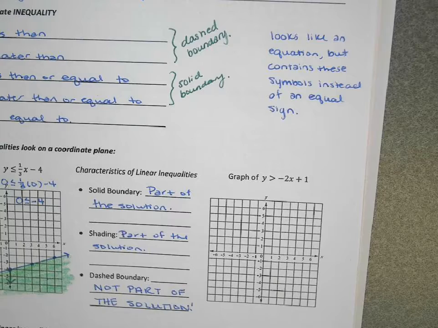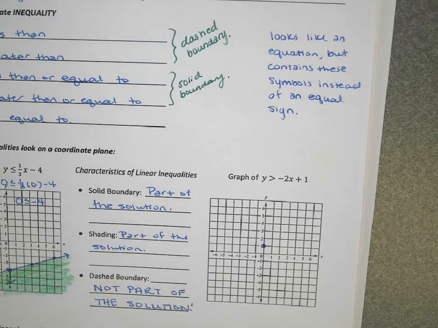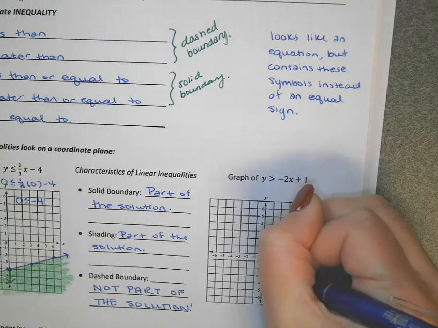This next one, our y-intercept is at +1. So you're going to put that point on there. The slope is -2, so down 2, right 1.